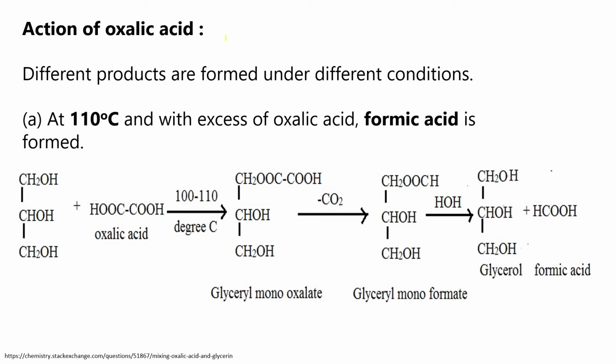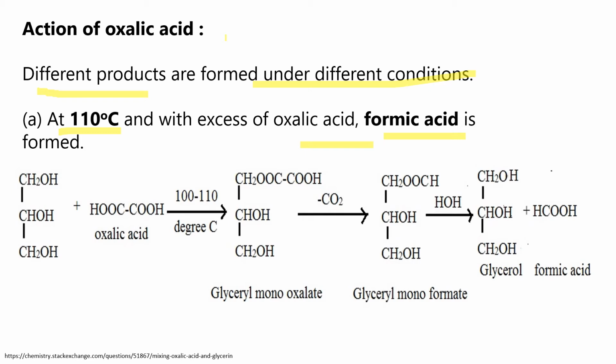Then the next reaction, let us see, that is action of oxalic acid. In fact, with oxalic acid, different products are formed under different conditions. So what are the conditions? That is, temperature is a condition here. At 110 degrees Celsius and with excess of oxalic acid, glycerol forms formic acid.